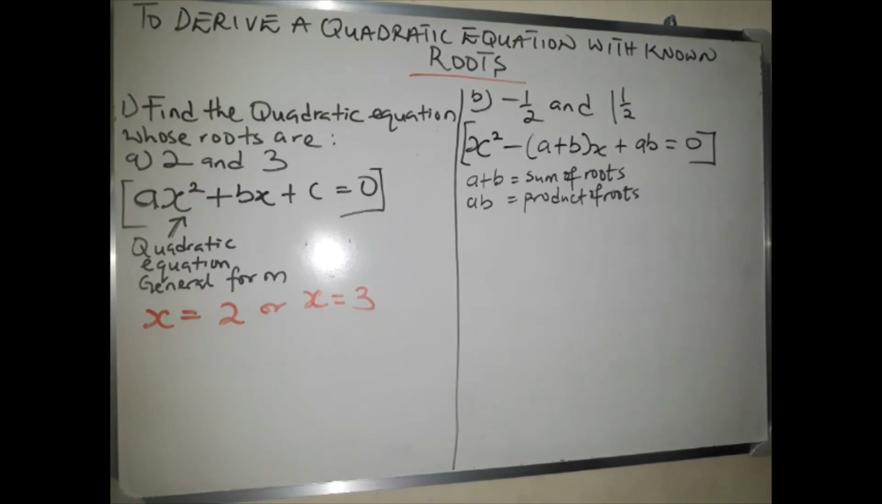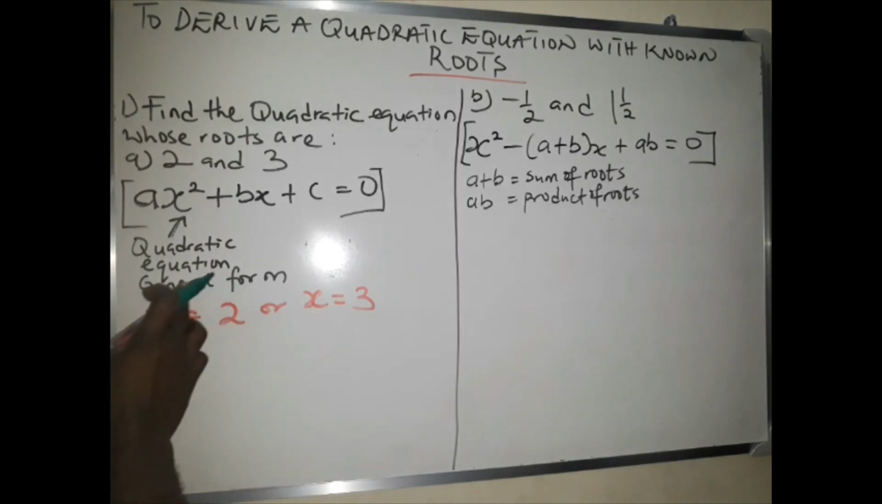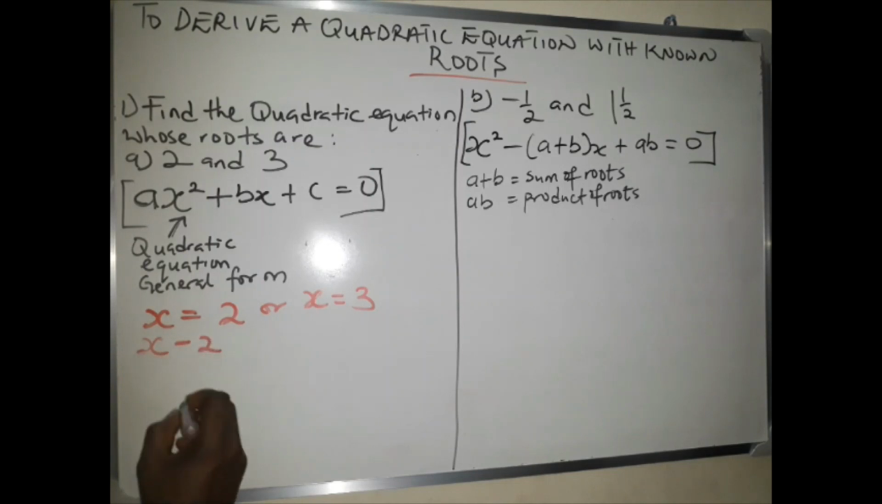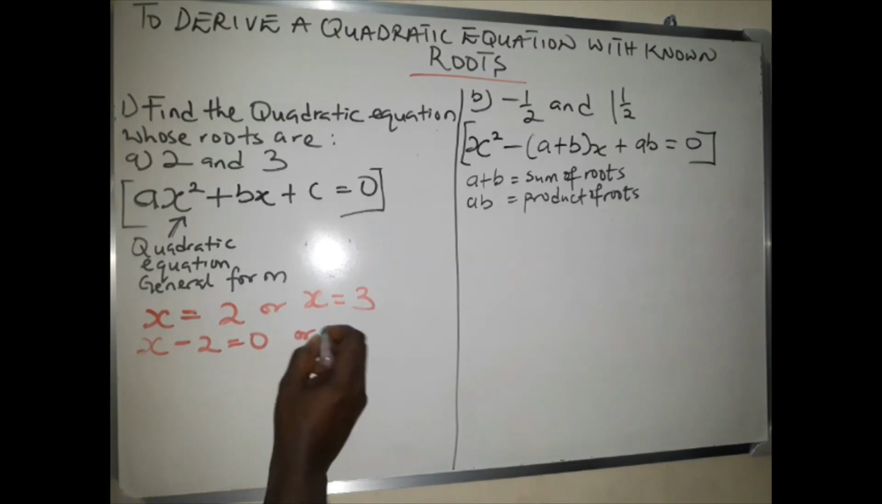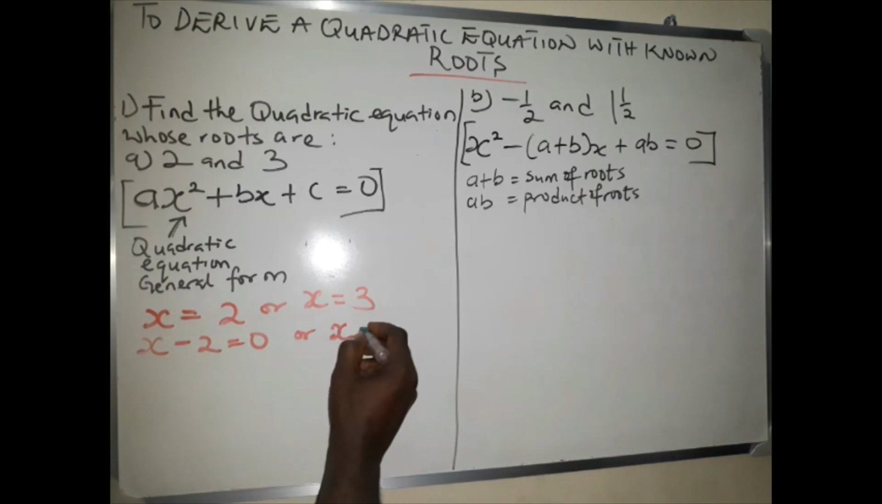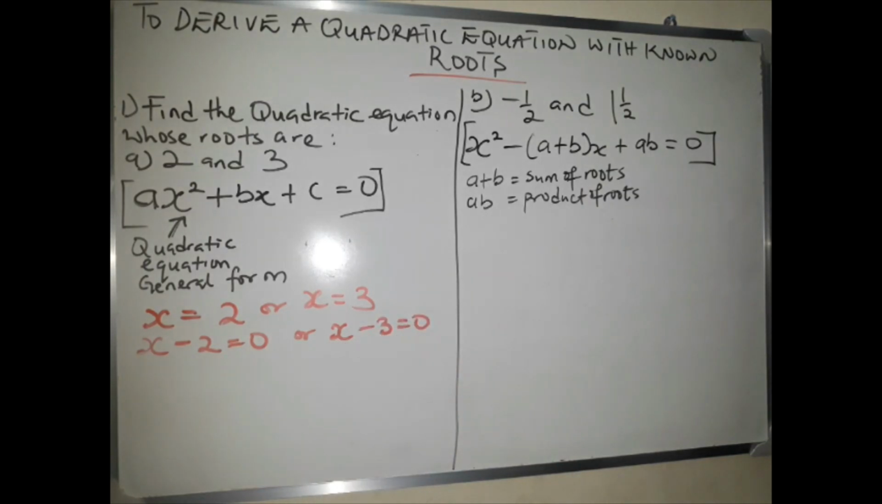So what you do in this case is that x is equals to 2 or x is equals to 3, you move 2 to this other side. And since 2 is positive here, when you move it to this side, it becomes negative, which will now be equal to 0. You do the same for the other side. You move this over here, it will now be x minus 3 is equal to 0. Hope you're following me so far.